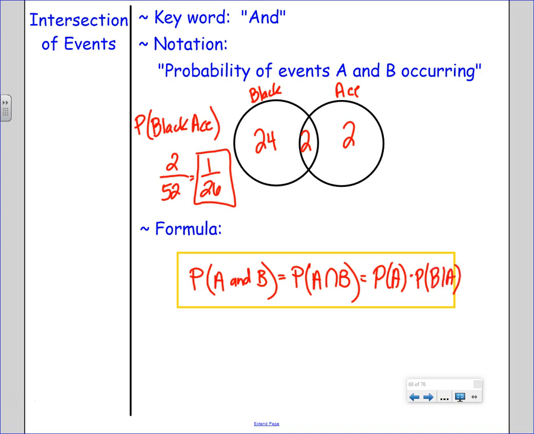Let me go ahead and translate that just a little bit for you. B such that A has occurred. Notation for "and" is the upside down U.